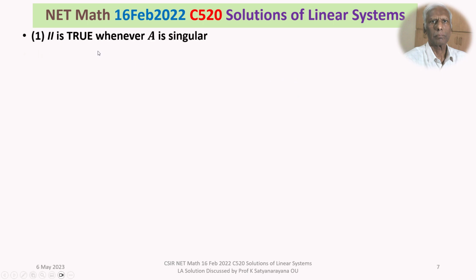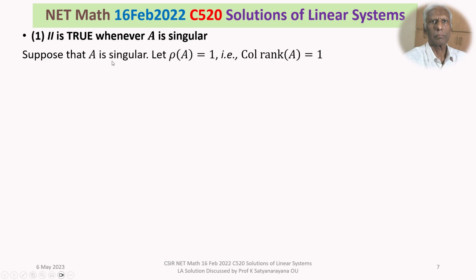Now, we go to option 1. The option 1 is: statement 2 is true whenever A is singular. Is this statement true? So, we give a counter example like thing, but not exactly. Suppose that A is singular, but you take the rank of A to be equal to 1. So such a singular matrix you take.